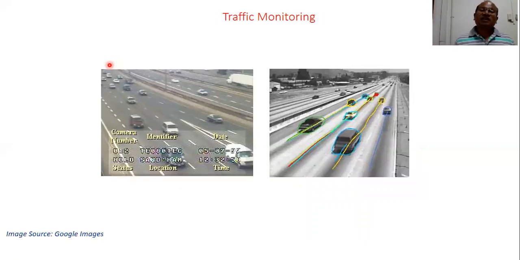Next one is traffic monitoring. You look at both the pictures. Traffic monitoring, automatic toll system, sorry, automatic parking system. The vehicle will come and will just get parked automatically. Autonomous guiding, autonomous driving, traffic monitoring.